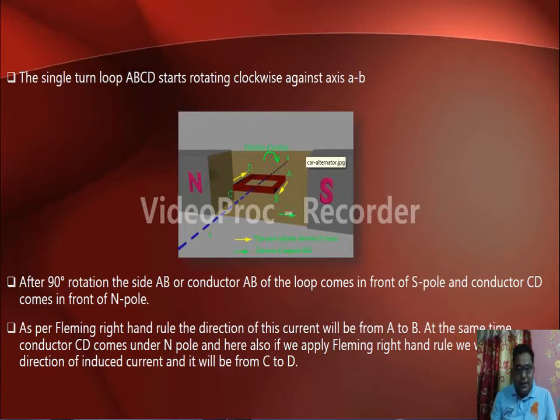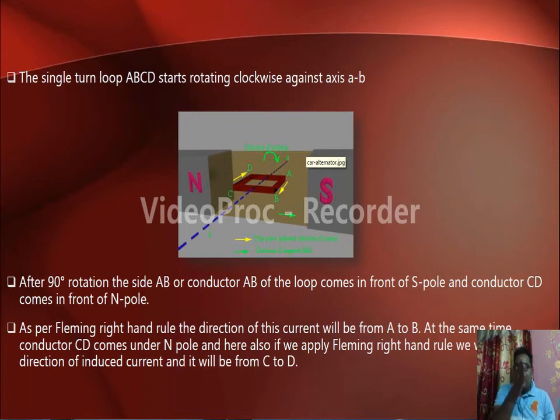Now, as you can see, this one is rotating in the clockwise direction. When it is rotated 90 degrees, the location of the AB terminal is in front of the S pole, and the location of the CD terminal is in front of the north pole. Correct? These yellow lines show the direction of current flowing through this conductor, and these green lines show the flow of flux. As the conductor location is like this and the flux is cutting like this, at this location the flux cutting will be maximum. If the flux cutting is maximum, then the EMF generation will be maximum.